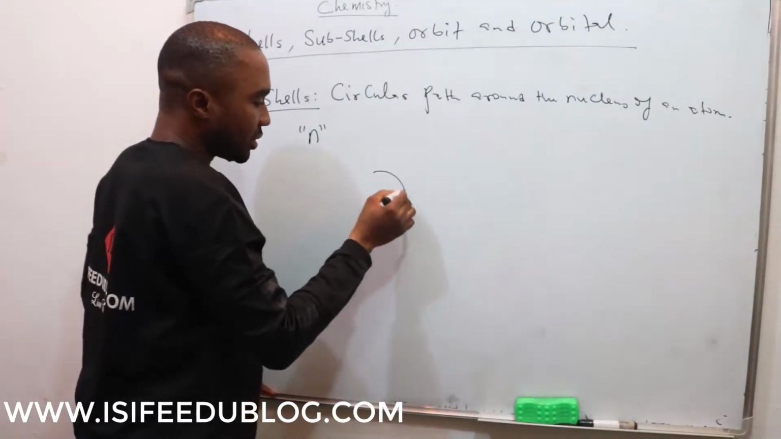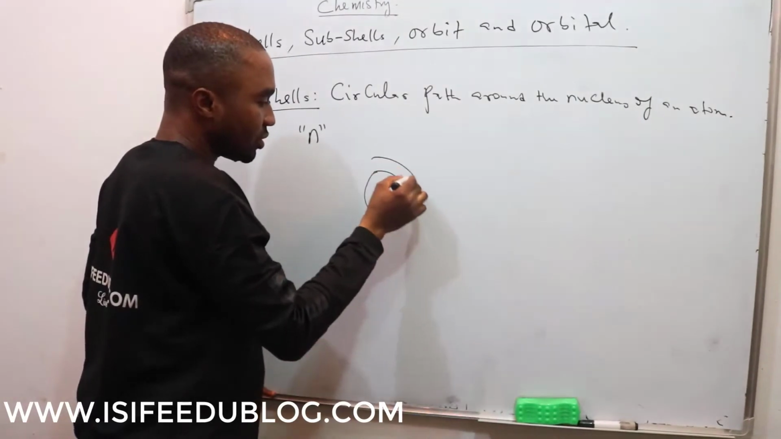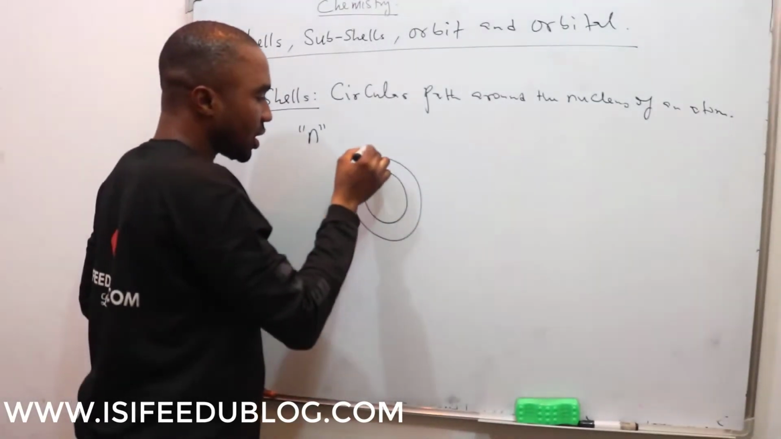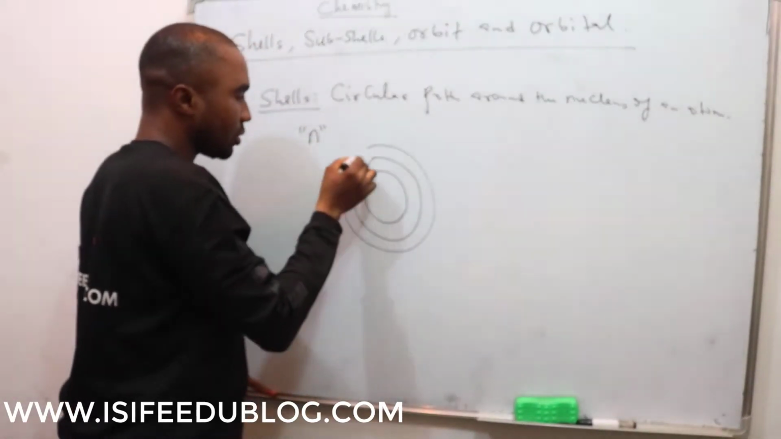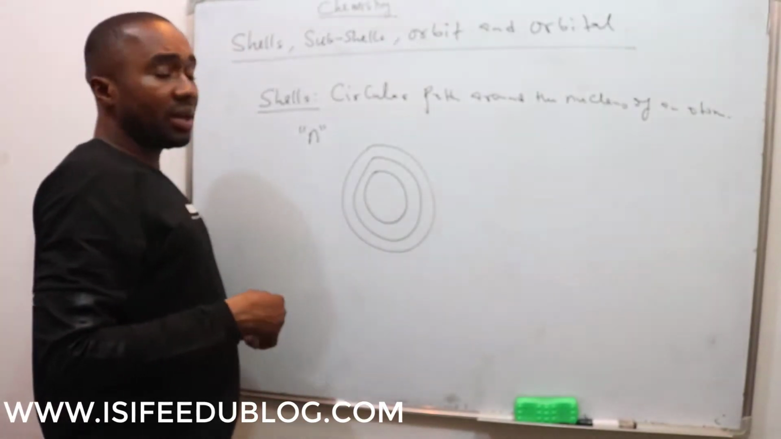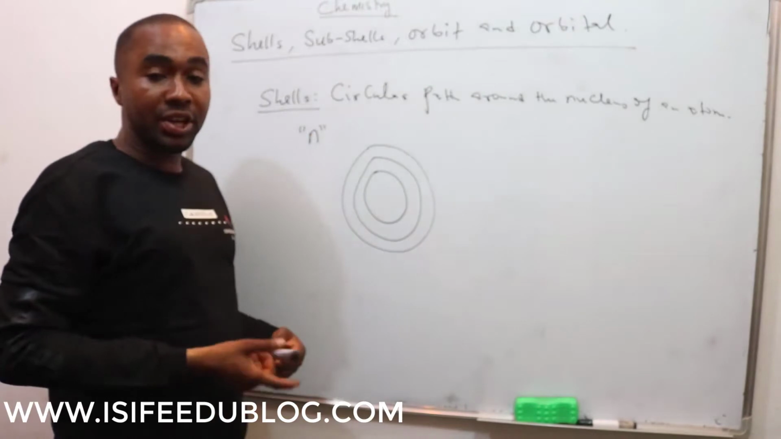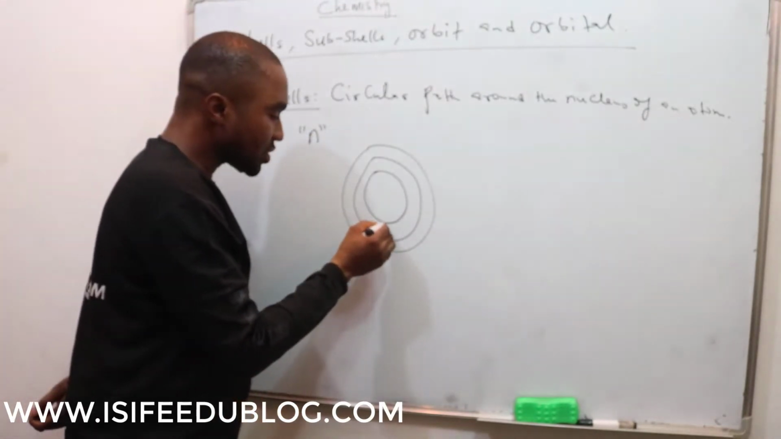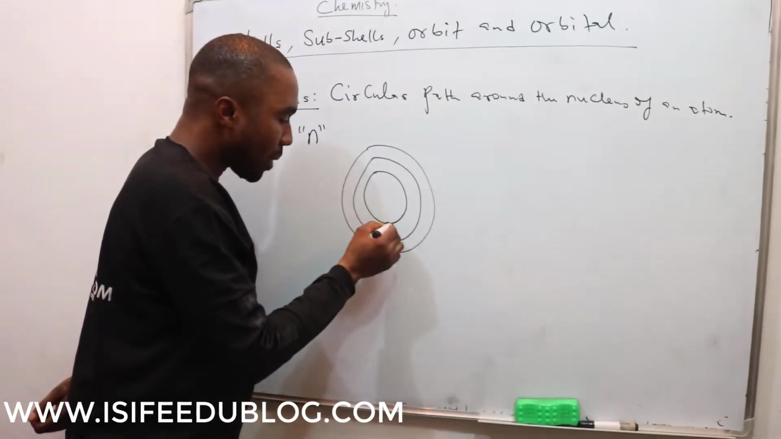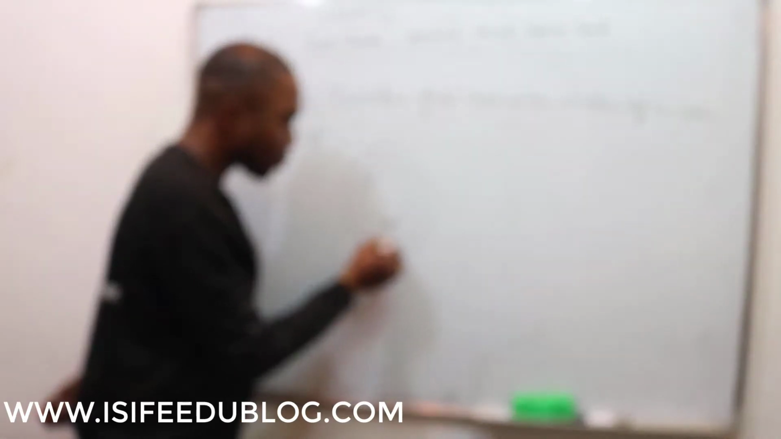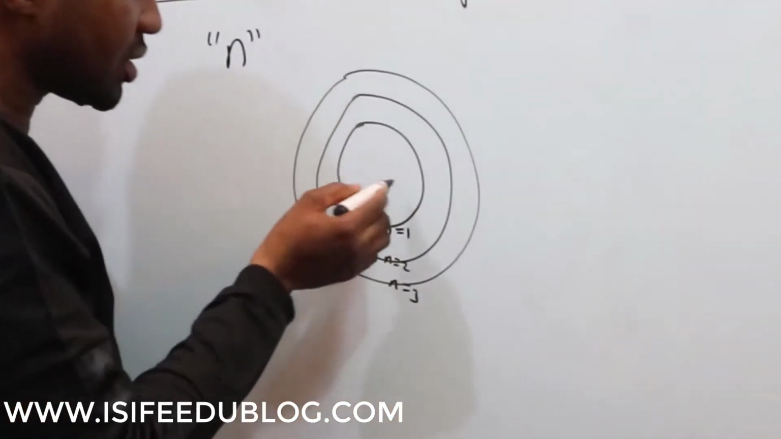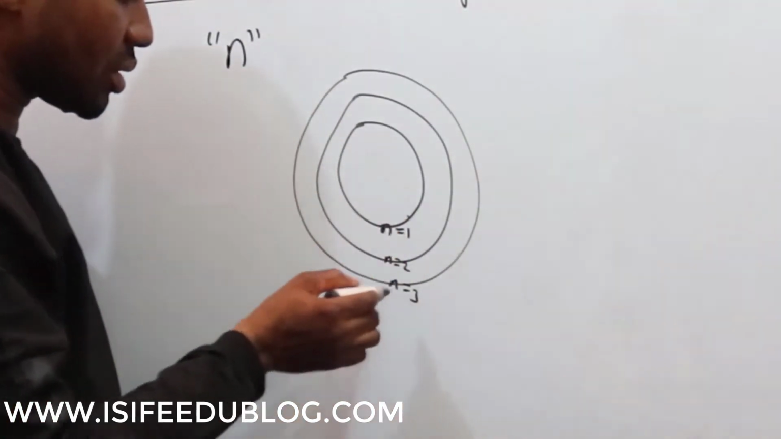So we can have it as something like this. This is a shell. This is another shell. This is another shell. Shell is the same thing as the energy level. So another name for shell is energy level. This is the first shell: n equals 1, n equals 2, n equals 3. This is the first shell, this is the second shell, this is the third shell.